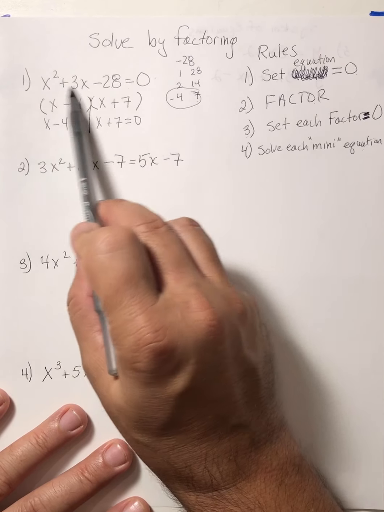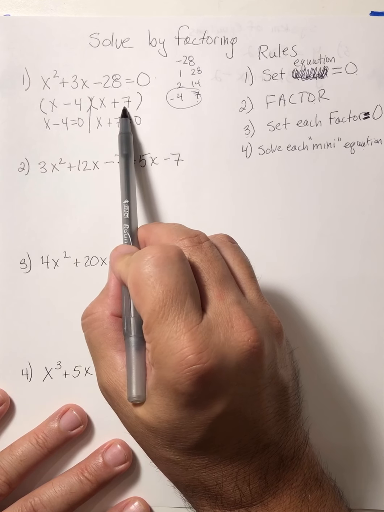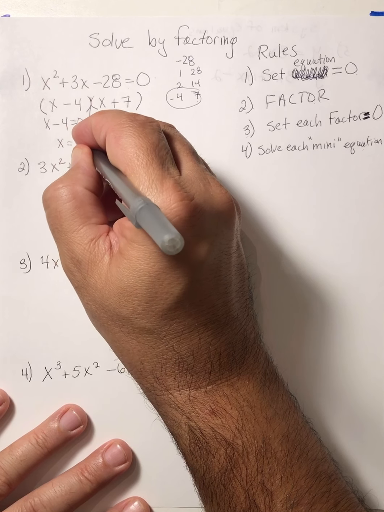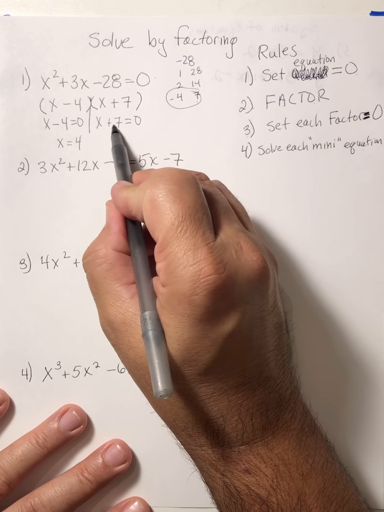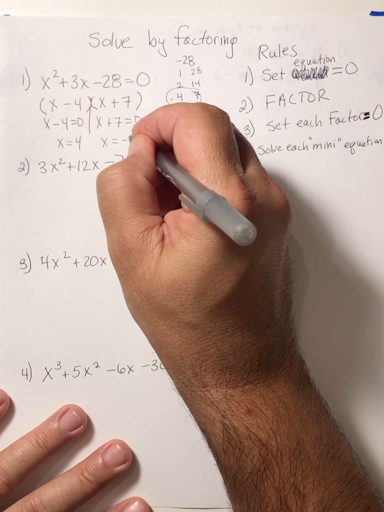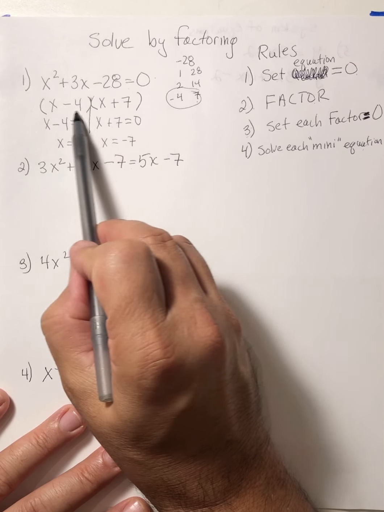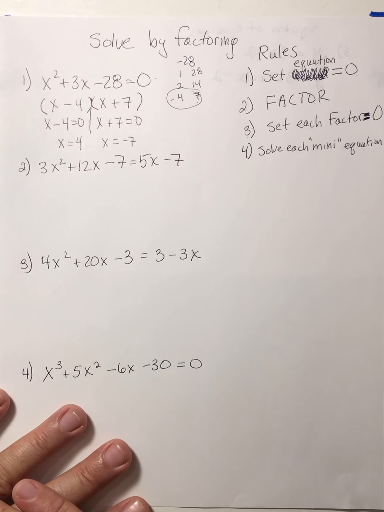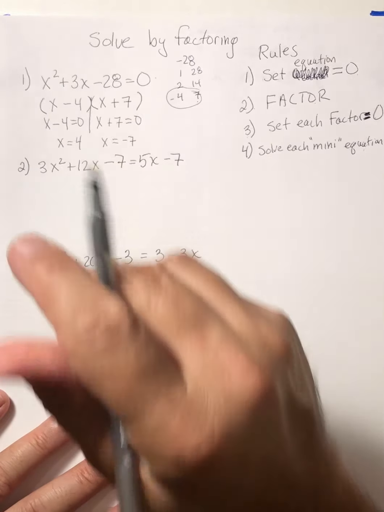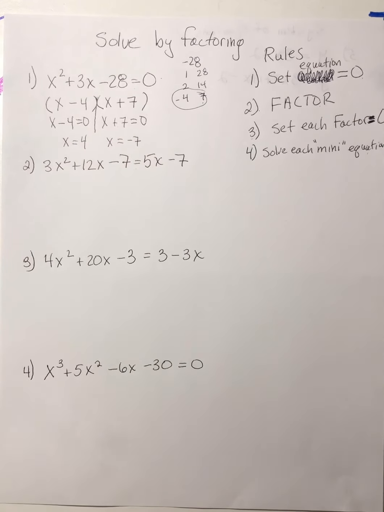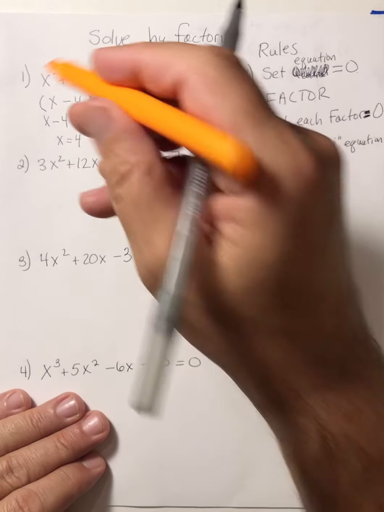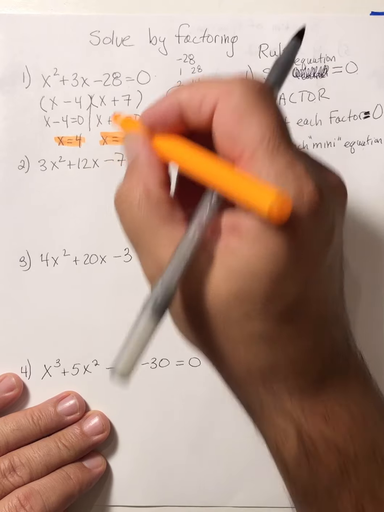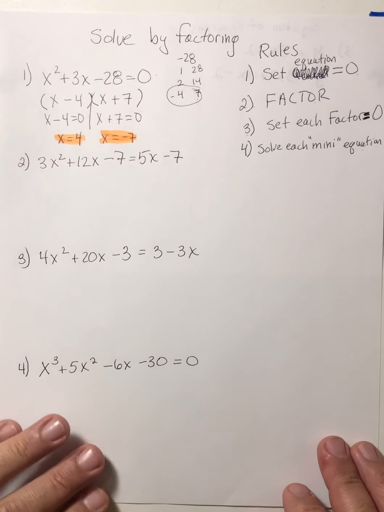Some of you are going to get to this point right here and you're just going to say, oh, x equals 4, x equals negative 7. So here we have to solve. Add 4. X equals 4. Here we subtract 7. X equals negative 7. Some of you will skip this step and you'll just go right to here. Okay? We just solved number 1. These are our 2 answers, by following the rules. Rules are good. Follow the rules. If you don't follow the rules, you get problems wrong.